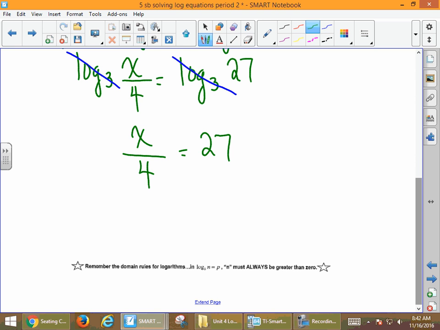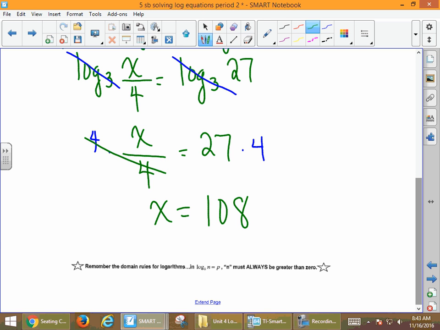To finish, x divided by 4, our inverse operation says that we can multiply both sides by 4. And when we do, we get x equals 108.